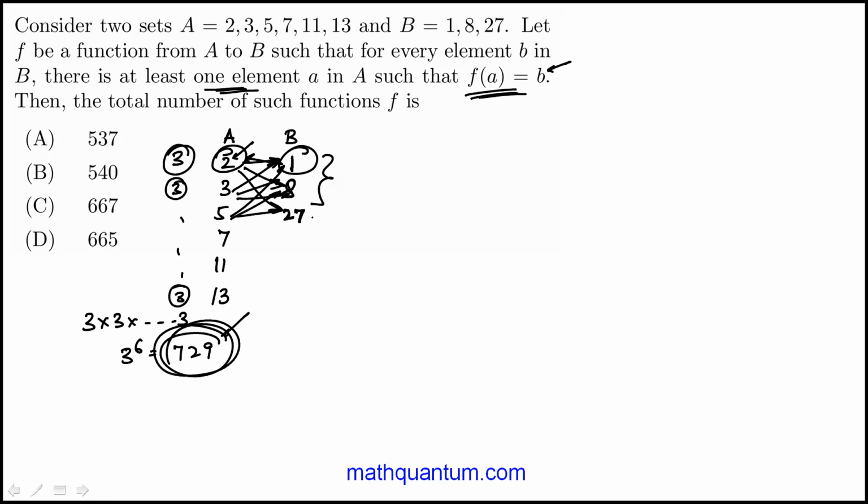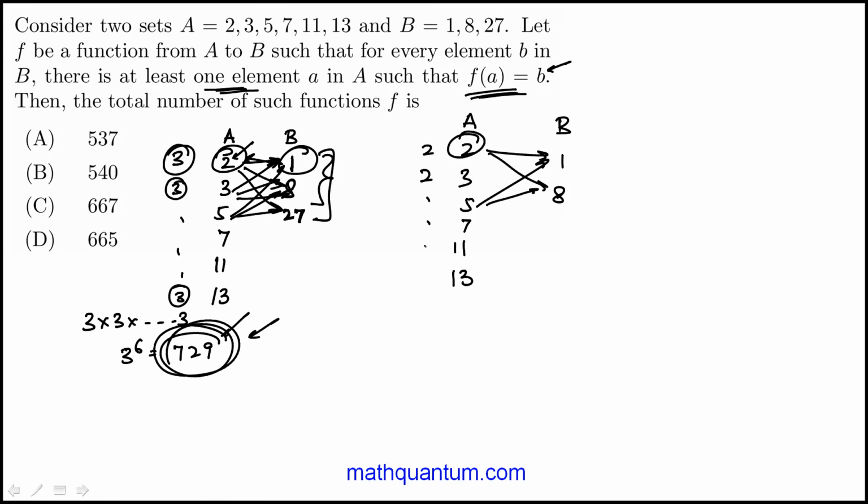So the next step is counting ways where not all of these are here. So for example, B, let's say, has only 1 and 8. And A has 2, 3, 5, 7, 11, 13. So I'm going to count how many ways I could pair these, and then I'm going to subtract that from here. So here again, I can pair that to 2 of these. So I have 2 choices each step. So this will be 2 to the power of 6, which is 64.